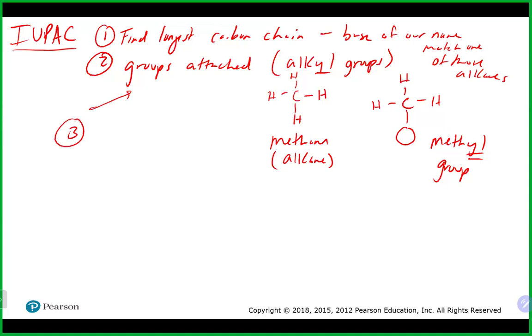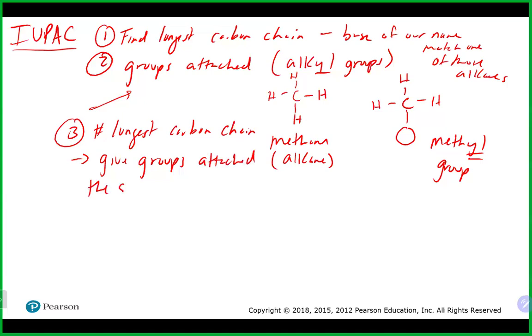And then the next thing we want to do is number the longest carbon chain. We want to give the groups attached the smallest numbers. So usually you'll have 2 ways at which you can number that longest carbon chain. You want to go whichever way has the lowest set of numbers for those groups attached. And then we put everything together. We go groups in alphabetical order.